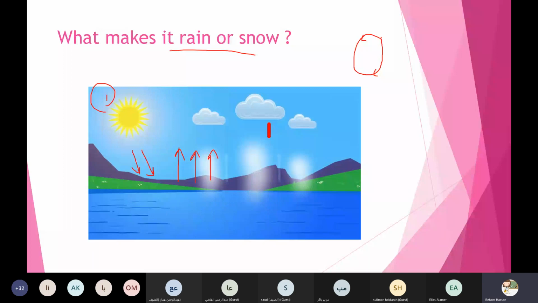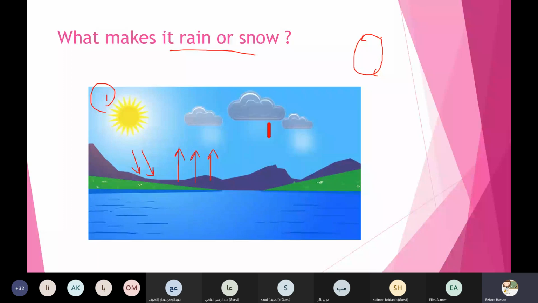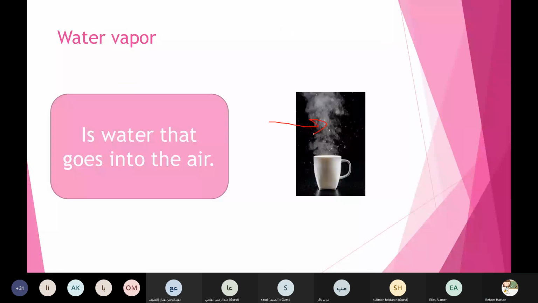Yusuf Al-Hello. Yes, teacher. So Yusuf, when the water goes up into the air, like this picture, it is the water vapor. The water vapor. Is the water vapor. Thanks a lot, Yusuf. Okay.